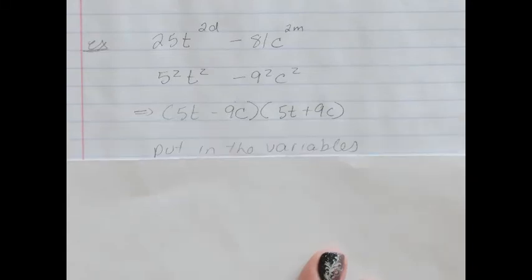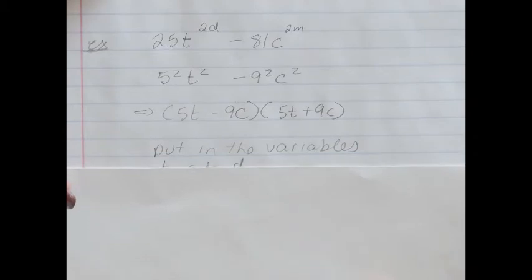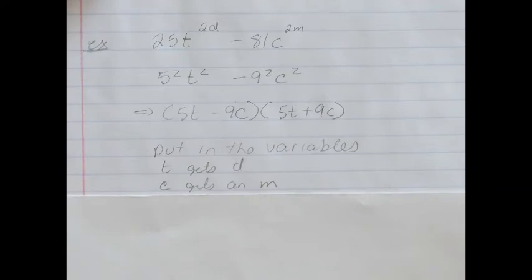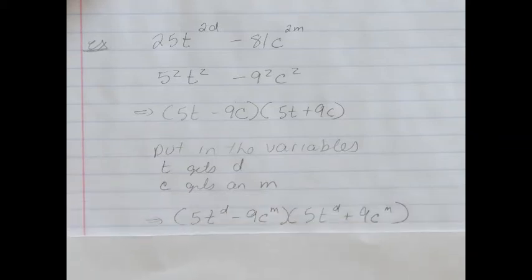So the next thing we're going to do is put in the variables. The t gets a d exponent, and the c gets an m exponent. Again, there were 2 m's and 2 d's. So what's an even split of 2? 1 d for each t, 1 m for each c. And that's it.